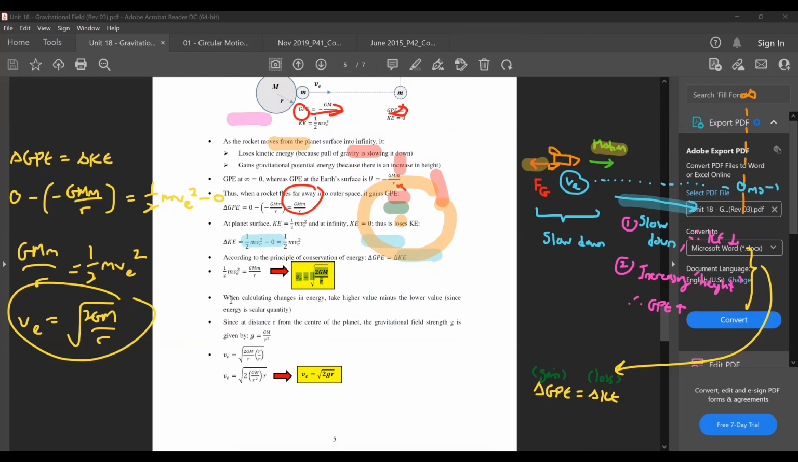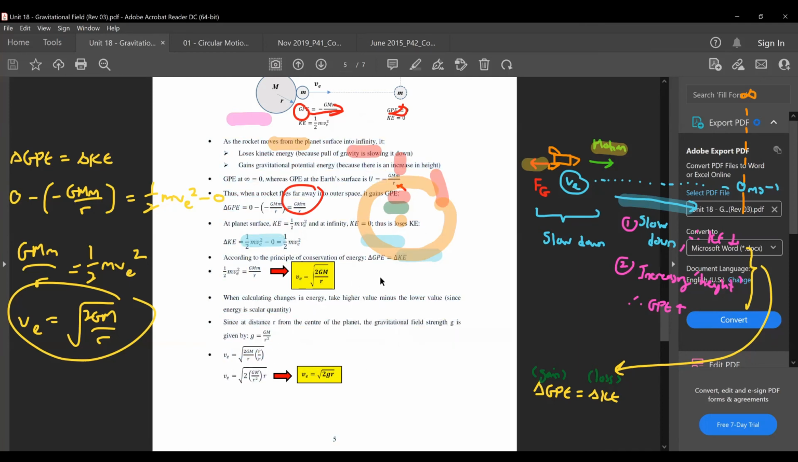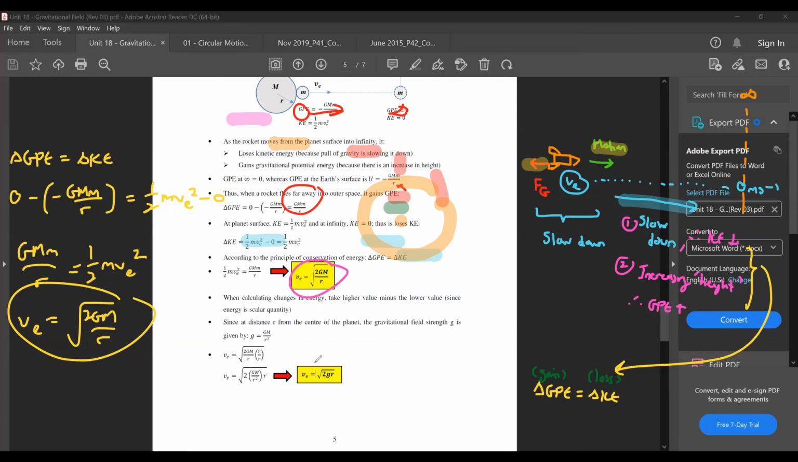Now the rest of the notes here is just telling you that your equation VE, the square root of 2GM over R, can be changed to another expression, the square root of 2gR. For this one you make use of the equation g equals GM over R squared. So if VE is the square root of 2GM over R, you multiply by R over R, you get 2GM over R squared times R, where GM over R squared itself is g. That's why you get this.